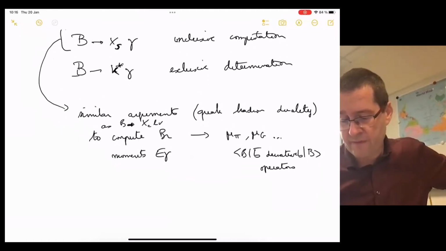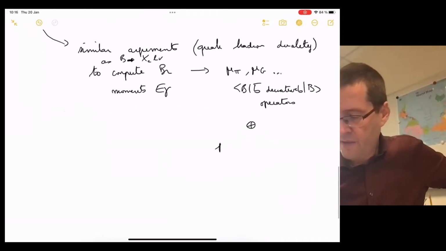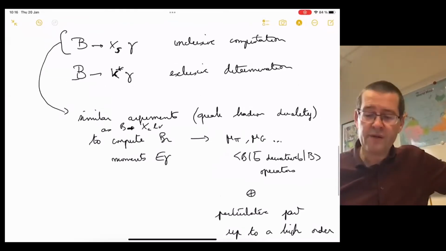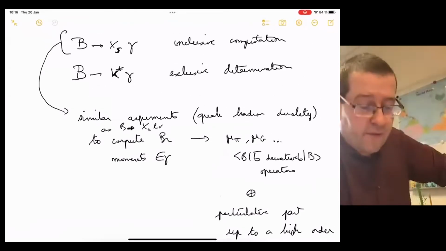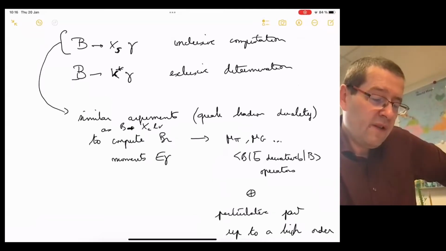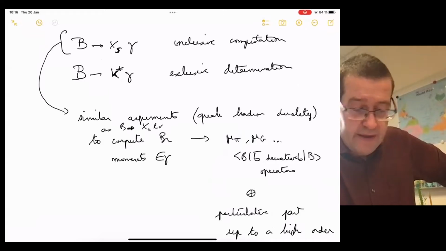So you have the non-perturbative part here, plus the perturbative part up to a high order now. That means that B to XS gamma is known to a very high accuracy currently, and so can be used in order to determine VTS in principle.